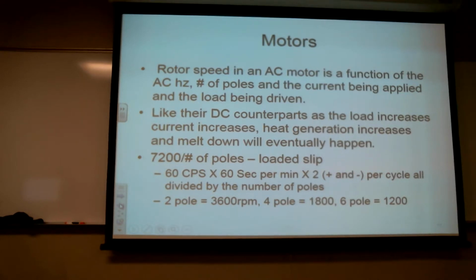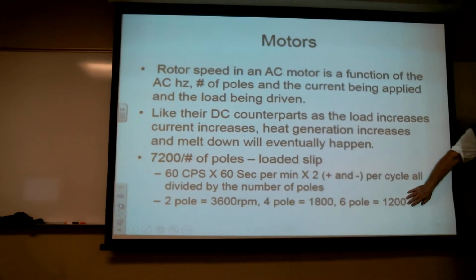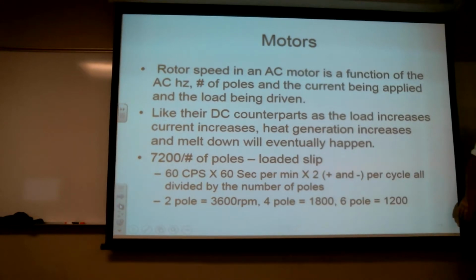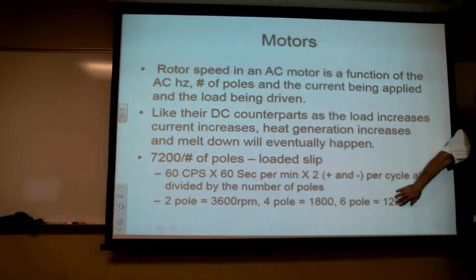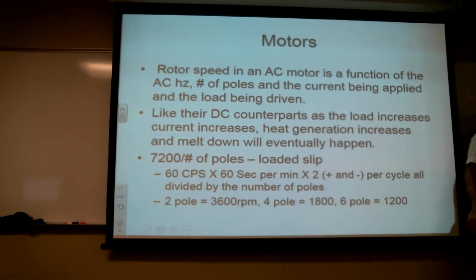So note that if I only had 2 poles, I'd go 3,600 RPM. But if I had 4 poles, I'd go 1,800. If I had 6 poles, I'd go 1,200. So I could go slower and slower. But what's the difference? What does 6 poles give me that the 2 poles doesn't? Or 4 poles doesn't? Yeah, this guy's going to produce a lot more rotary force, a lot more torque than the 2 pole.